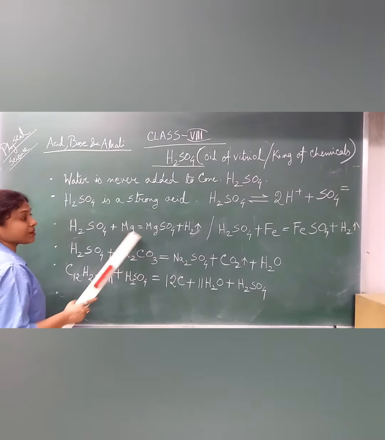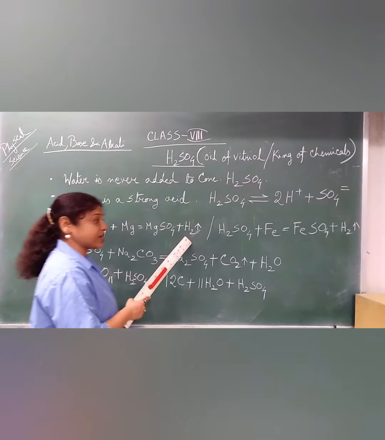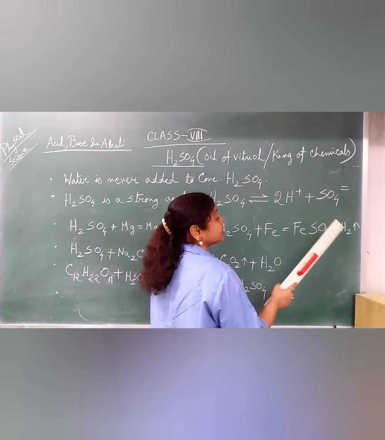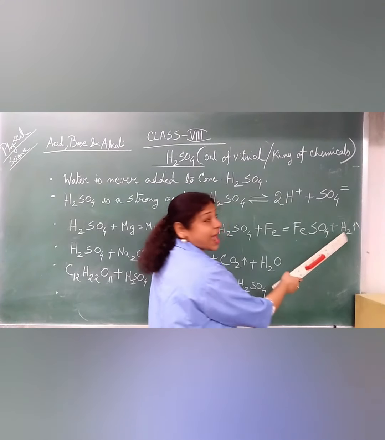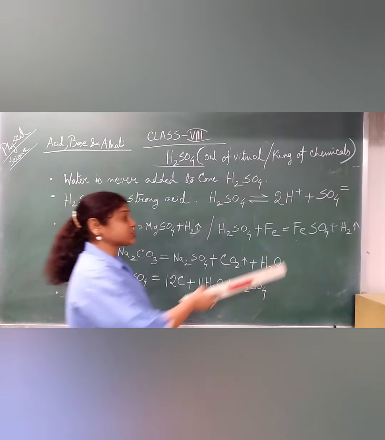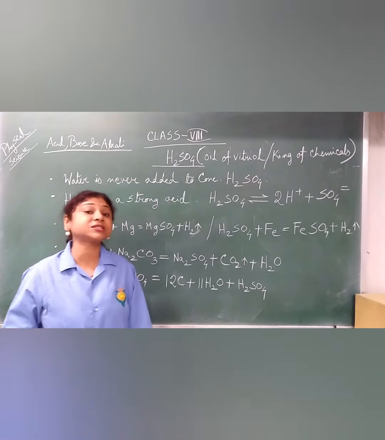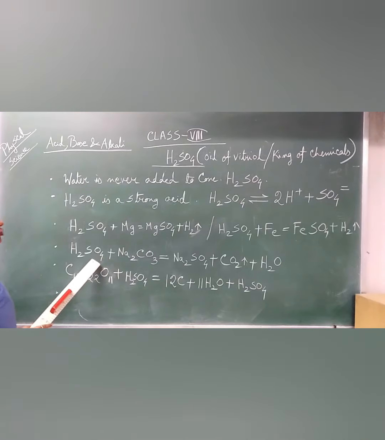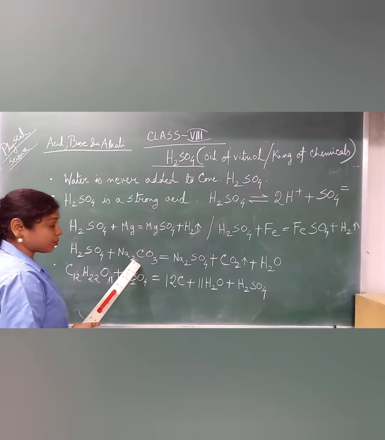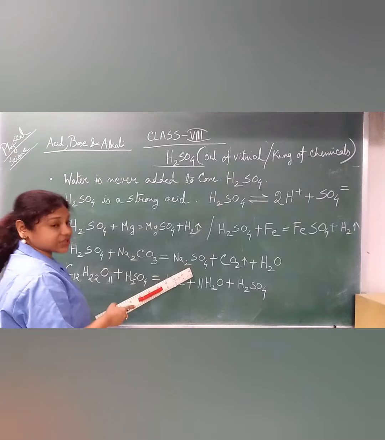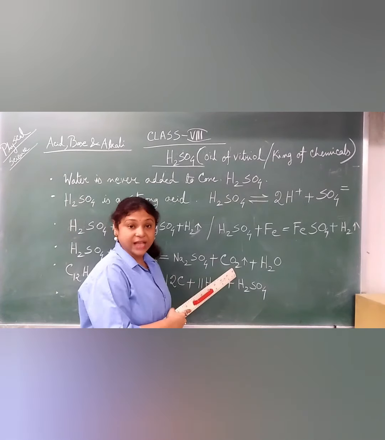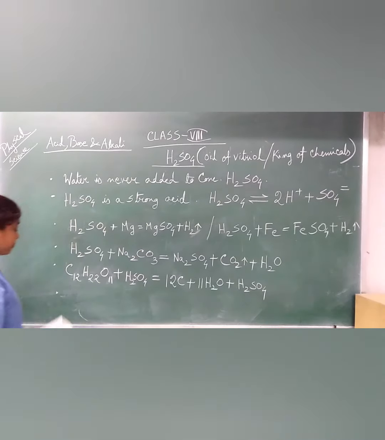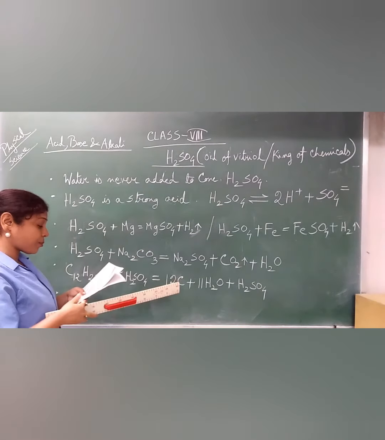With metals like magnesium, it forms magnesium sulfate and hydrogen. With iron, it forms iron sulfate, that is ferrous sulfate, and hydrogen. Remember, this is not green vitriol. Green vitriol means the crystal, and this is only ferrous sulfate. Next, when H2SO4 reacts with sodium carbonate, it forms sodium sulfate, carbon dioxide gas as effervescence, and water.